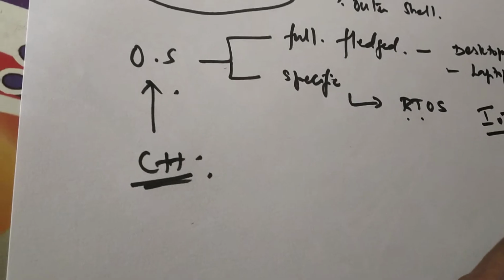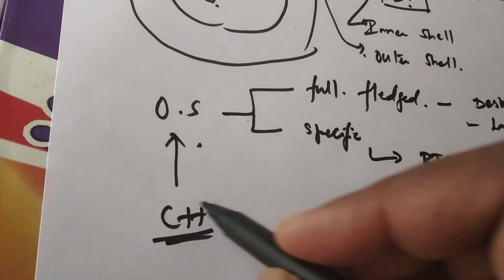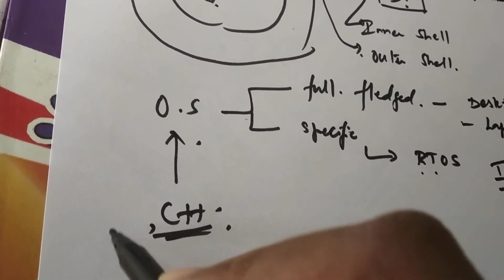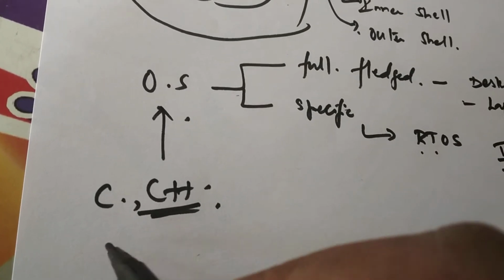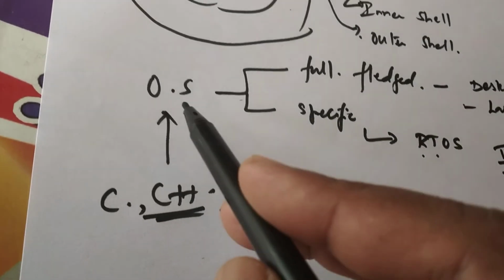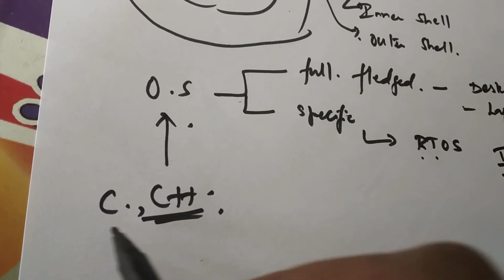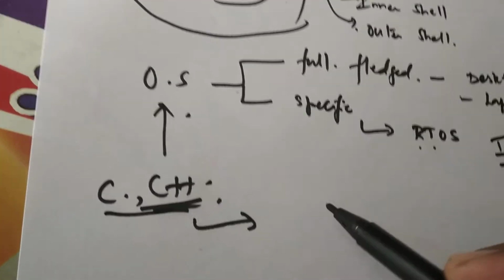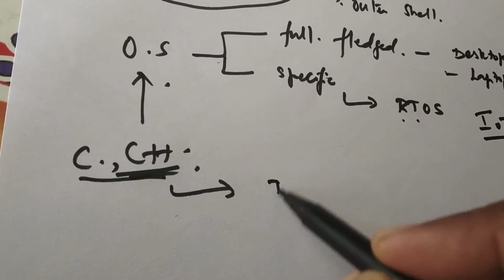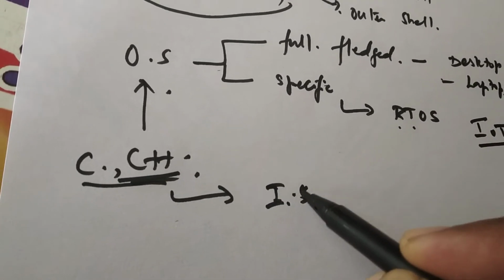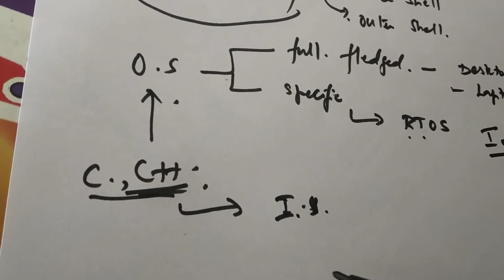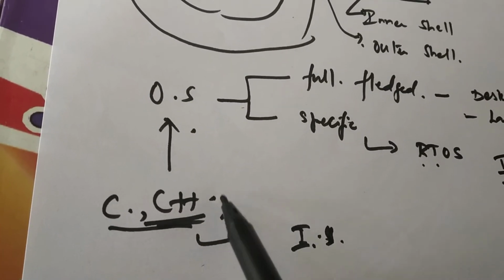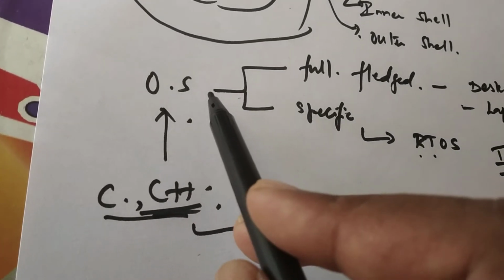So an operating system is normally written in C language or C++ language. I can call it C language, C++ language. A combination of both of these is used to write an operating system, and basically these languages are used to develop the inner shell of the operating system, so this forms a vital role in writing the operating system.